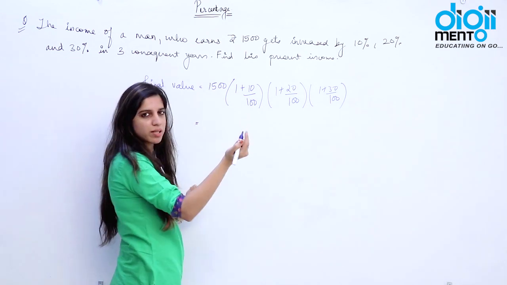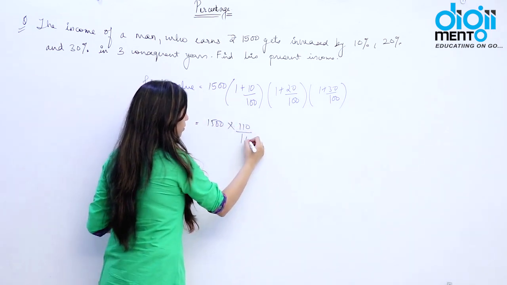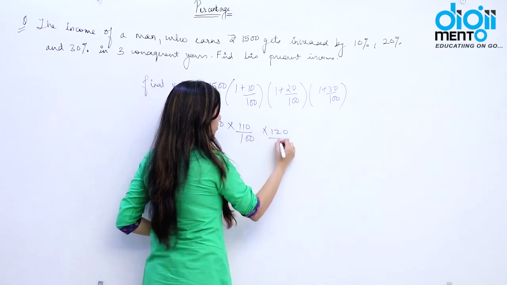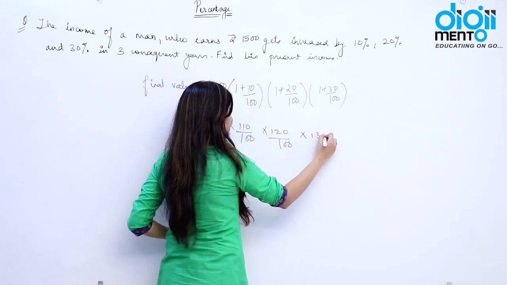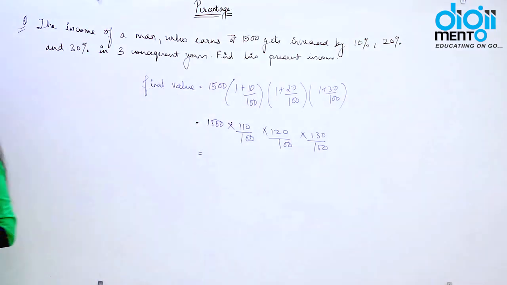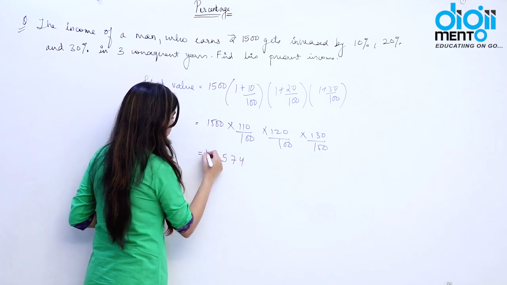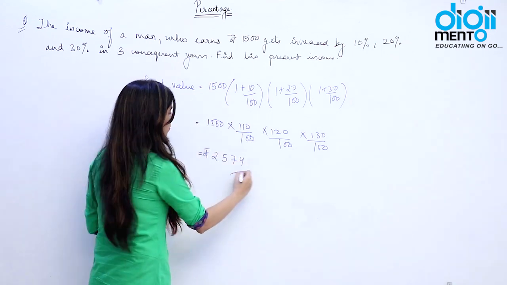So just be a little careful about little things. So what do you get? 110 by 100 into 120 by 100, right. So if you perform this multiplication, what do you get? 2574, right. So this is going to be his present salary.